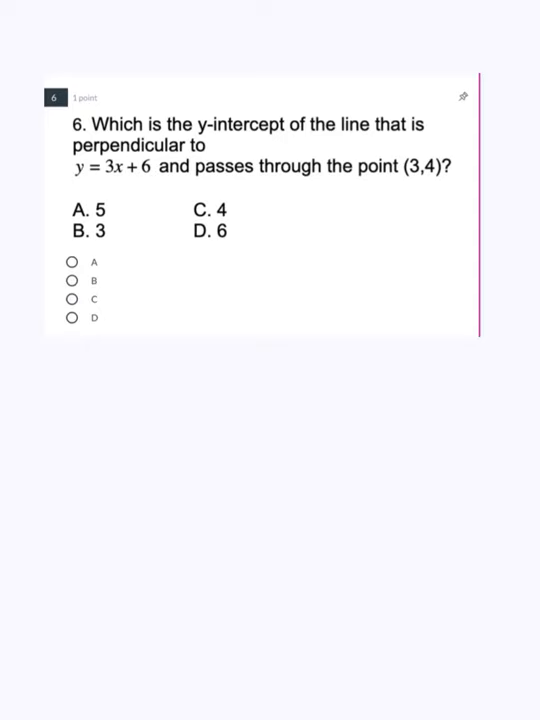All right, so for this example, it says, what is the y-intercept that is perpendicular to this line and through this point? So the first thing I'm going to do is identify my normal slope. My normal slope is 3. And my perpendicular slope is going to be negative 1/3 because we do the opposite and reciprocal.